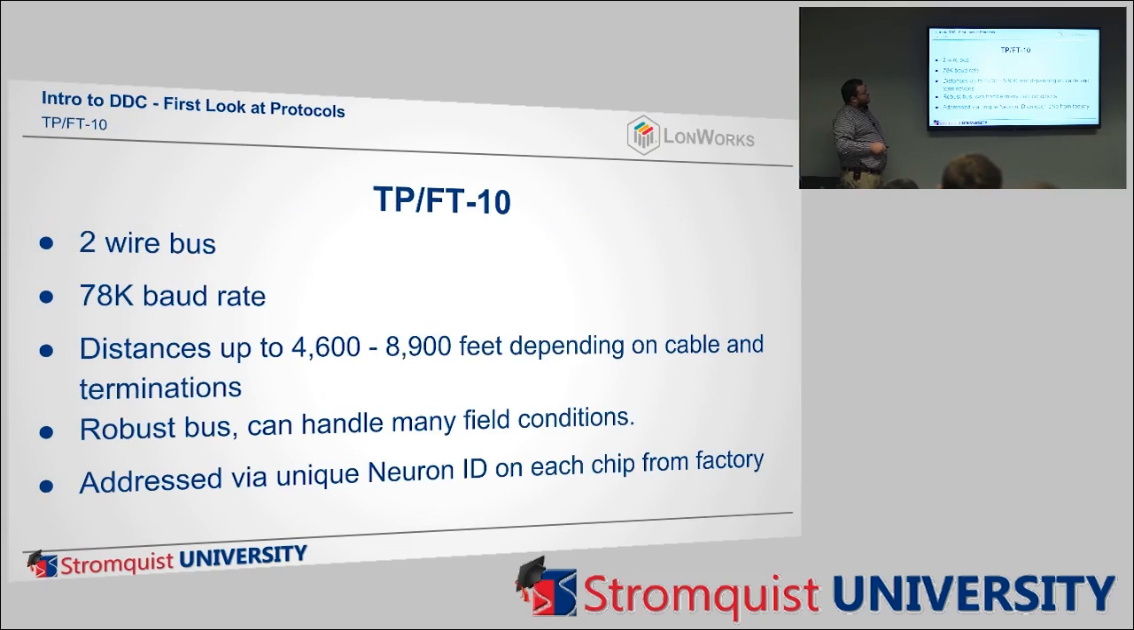All right, so the 2-wire bus, which, if you have LAN, is probably what's running throughout your building. It's 2 wires. It talks at 1 baud rate, so it's got 1 speed, 78,000 baud. And you can run it up to distances between 4,600 to almost 9,000 feet, depending on the type of cable used and all that. LAN is very robust and can handle a lot of varying field conditions.